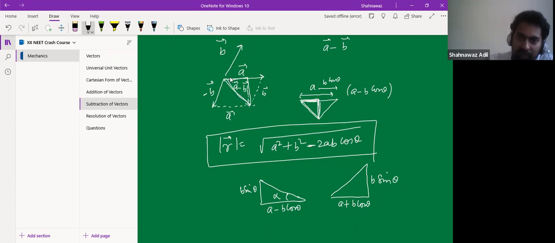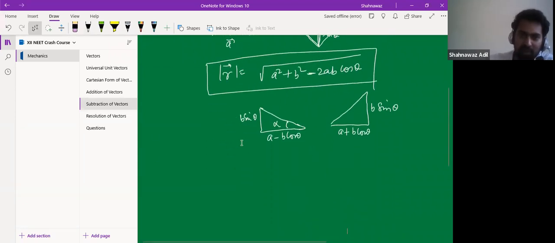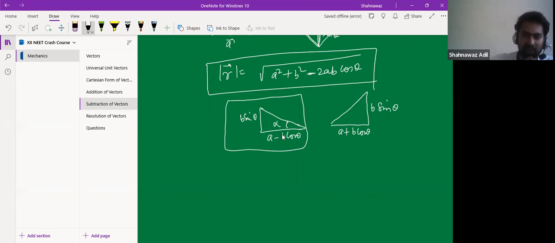Understood? This is A, this is theta, and this is B cos theta. This is the equivalent length, this is the angle alpha, and this is B sine theta. So the base is what? Should I prove this to you? Let me prove this one, so it will be more clear. The equivalent triangle is this. You understand that this is the equivalent triangle for the subtraction of vectors?